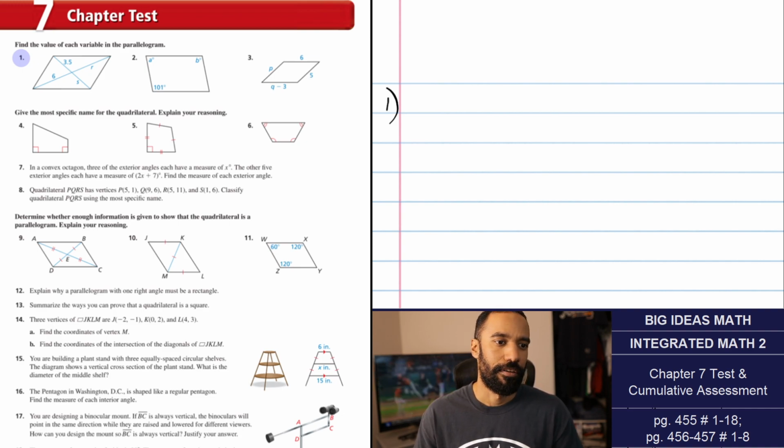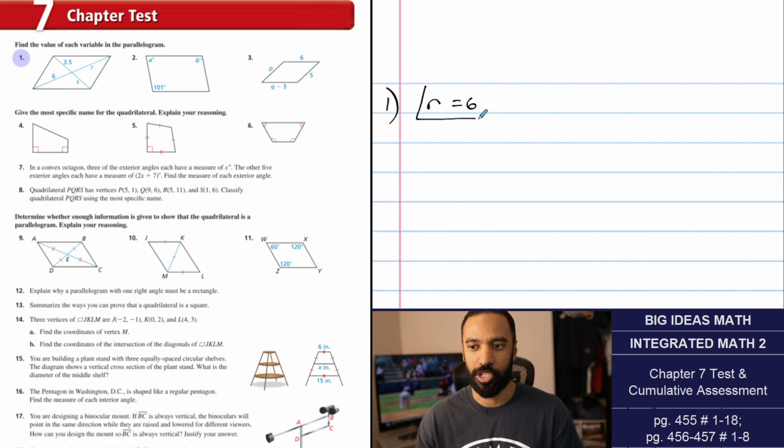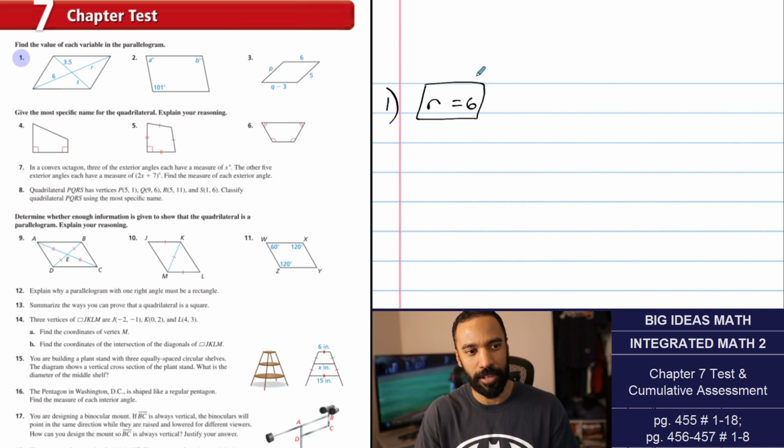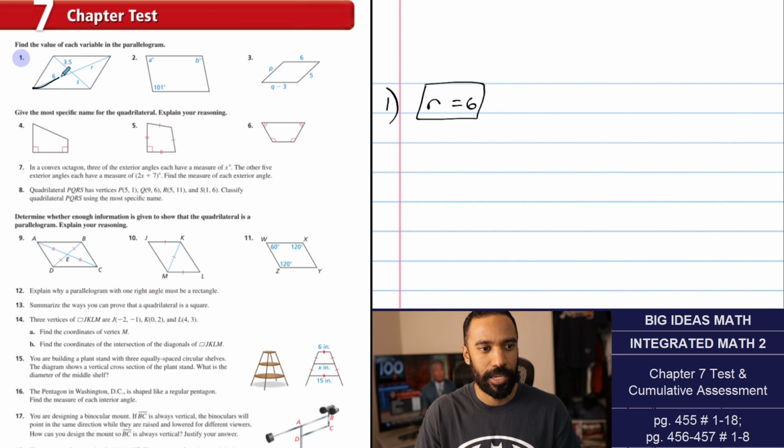Number 1, find the value of each variable in the parallelogram. They tell you it's a parallelogram, so we're going to go based off of that. R is going to be 6. This is because diagonals bisect each other in a parallelogram, so those two parts are equal here. And then these two parts will be equal, S and 3.5, so S is also 3.5. That's number 1.